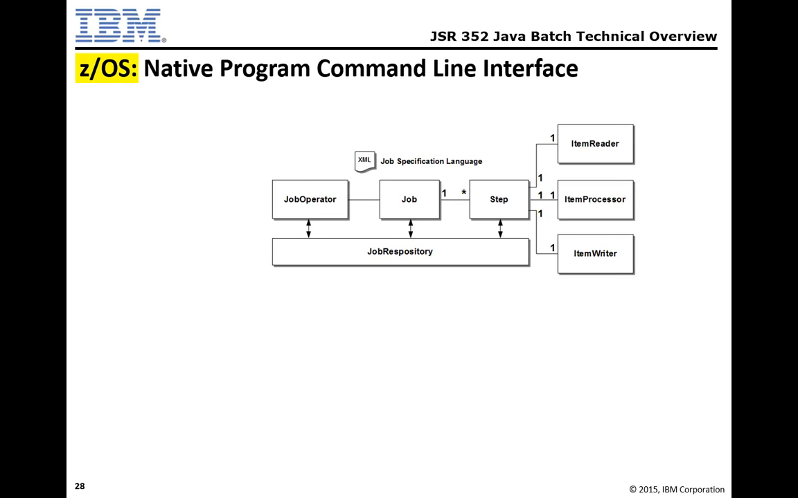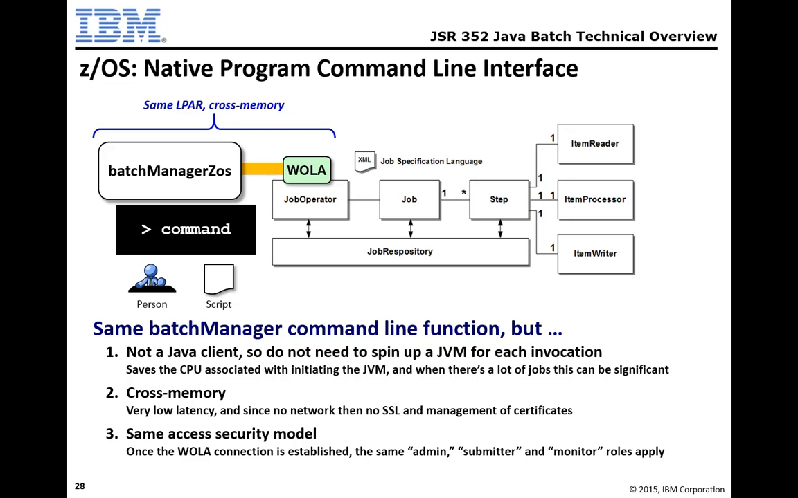For z/OS, there's also a native command line utility. This doesn't use the REST interface. This uses WebSphere Optimized Local Adapters, or WOLA, to go cross-memory into the Liberty Profile server. This client's not a Java client, so there's no need to start and stop a JVM each time you invoke it. It's cross-memory, which means the latency is very low. Because it's cross-memory, there's no SSL and SSL certificates to manage. The same authorization model applies, so you can control what access a user of this client has when using the JSR352 job operator interface.